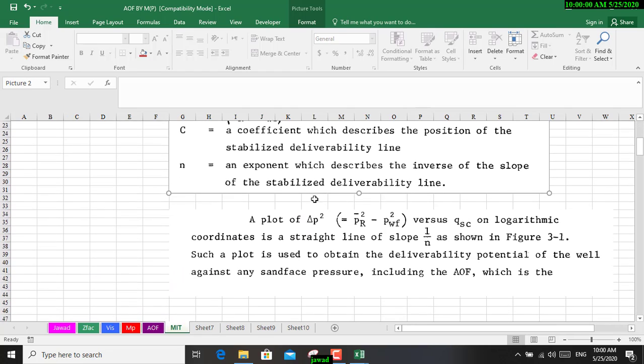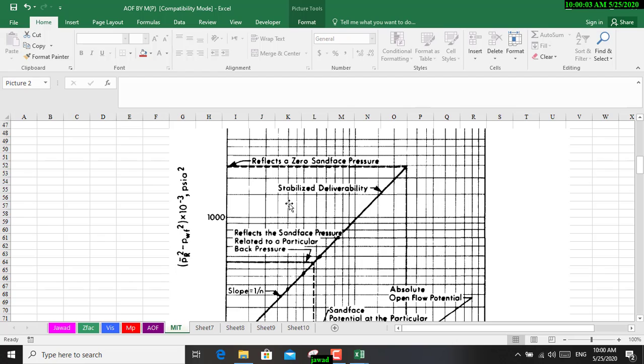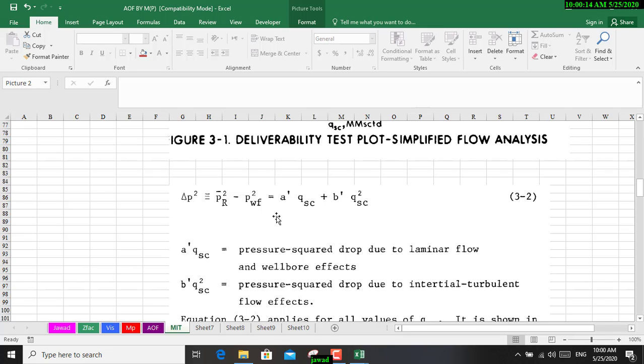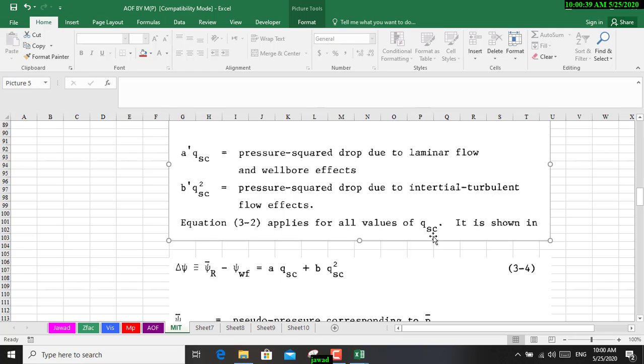I prefer to use this one. Look, PW flowing. This is the analysis: stabilized deliverability test, plot, semi-flow analysis, whatever it is. I prefer to use this. They call it theoretical. The same thing, really. AQ squared, pressure drop due to laminar flow, and BQ squared, pressure drop due to inertial turbulent flow. Equation 3 is applied for values of Q as shown.